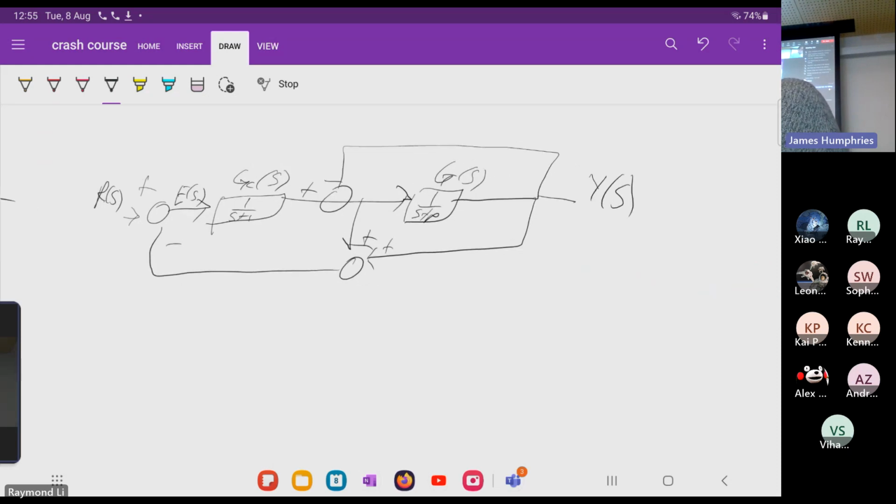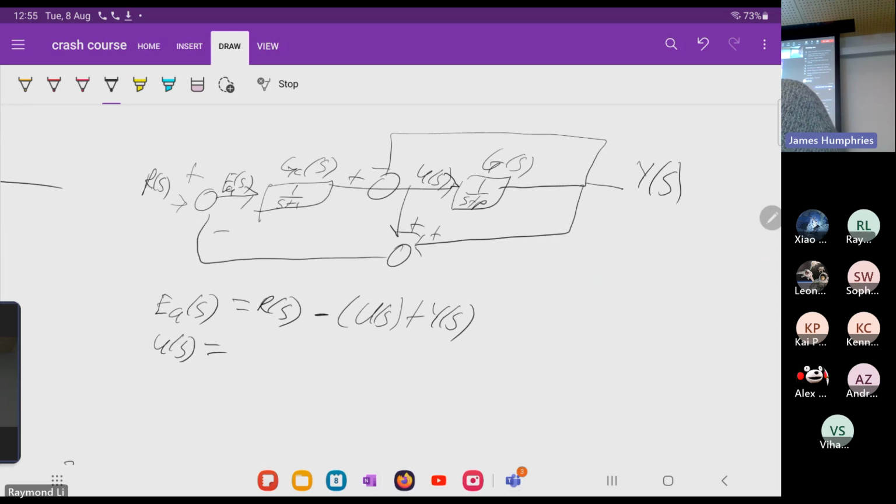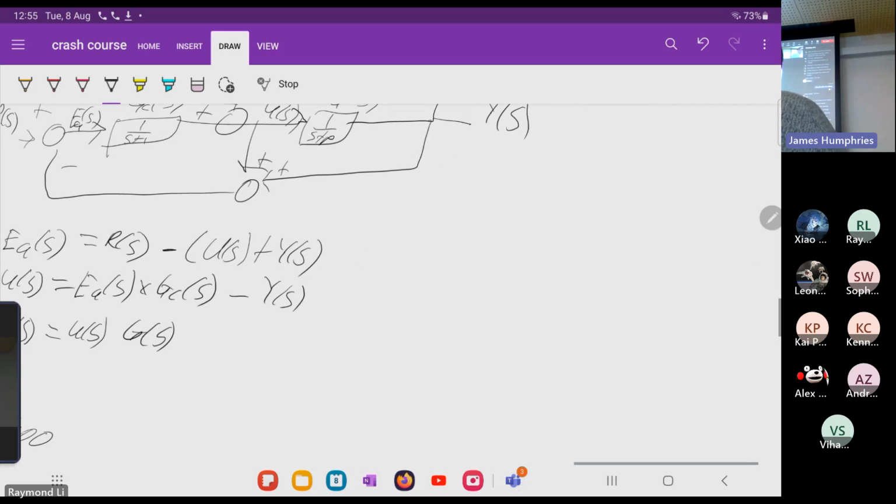So E of S, I call this EA of S, is equal to just R of S minus U of S plus Y of S. U of S is equal to EA of S times GC of S minus Y of S. And then Y of S is equal to U of S, G of S. That makes sense?